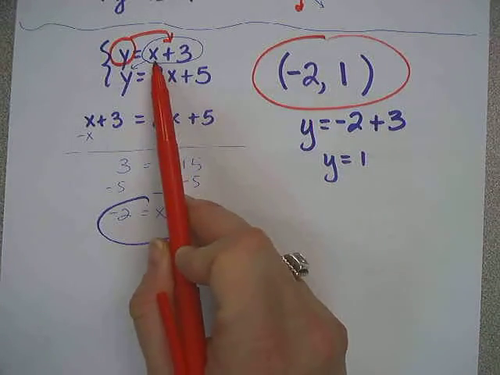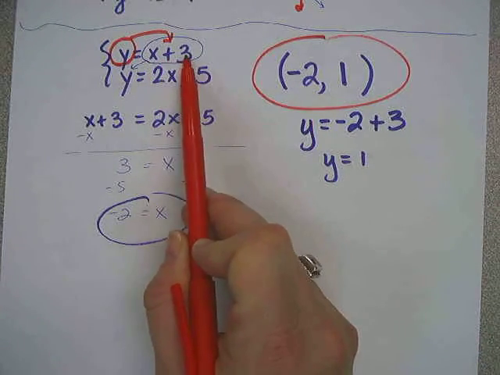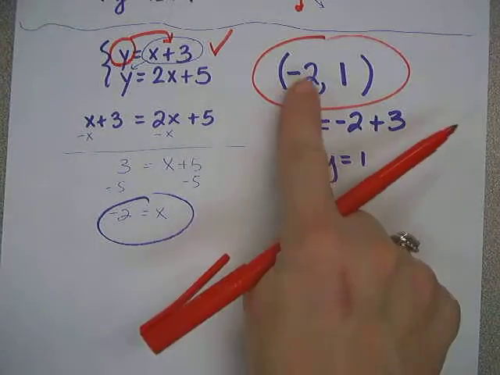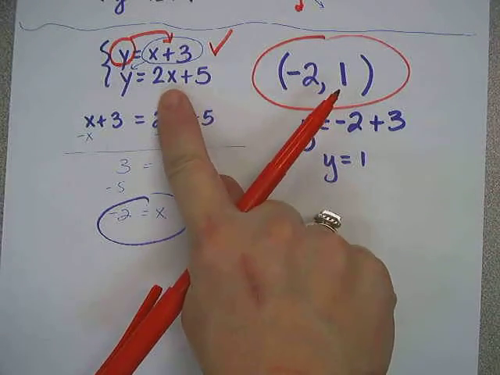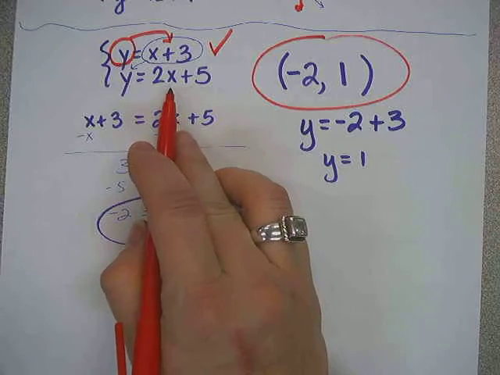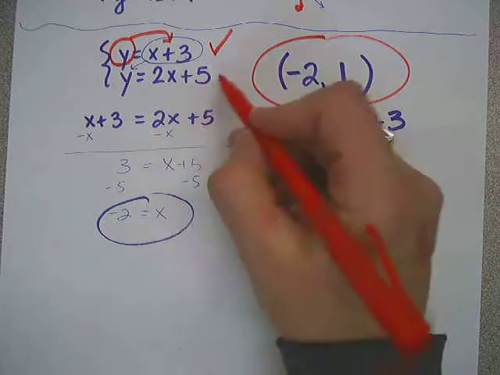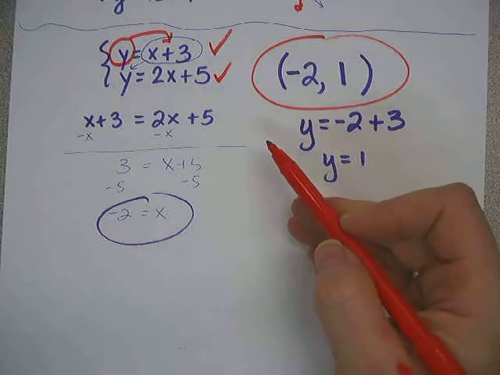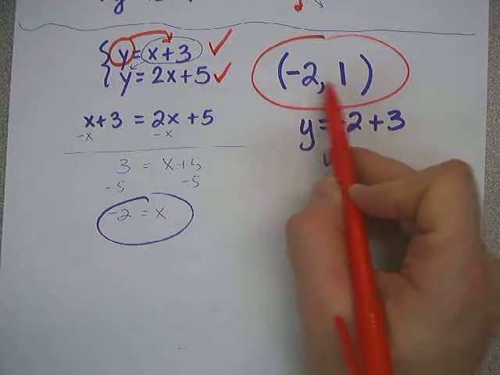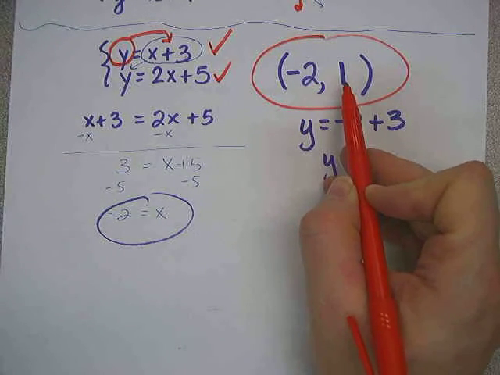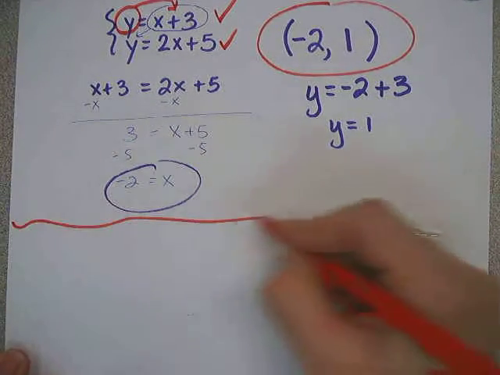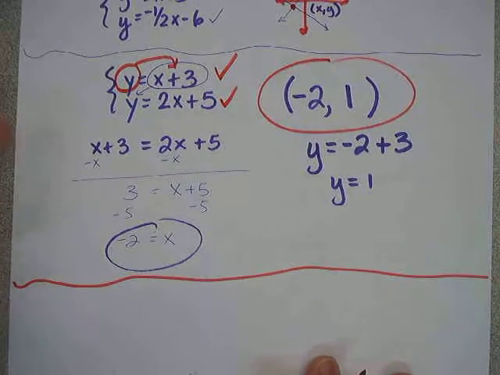Now let's see if this works. When you plug -2 in for x, -2 plus 3 is 1, so that one worked. And when you plug -2 in for x, 2 times -2 is -4, plus 5 is 1. That one works. And again, if you were to graph these two lines, they would intersect at the point -2, 1. Okay, so that's substitution method, and that's probably the easiest example of it.